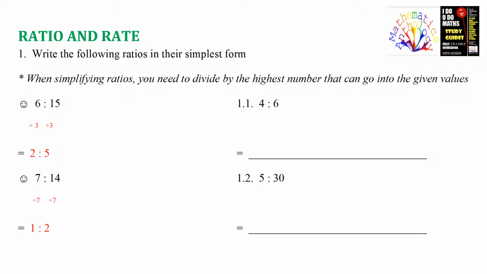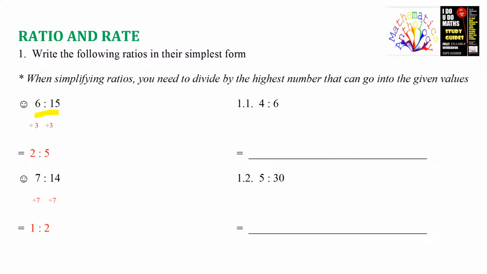Let's look at ratio and rate. Write the following ratios in their simplest form. Remember that when simplifying ratios, you need to divide by the highest number that can go into the given values. So the first one given here is 6 is to 15.